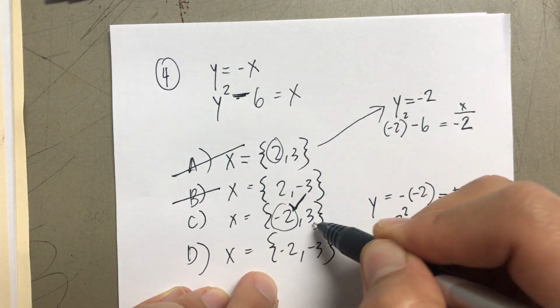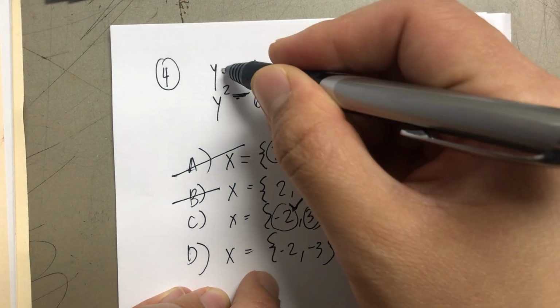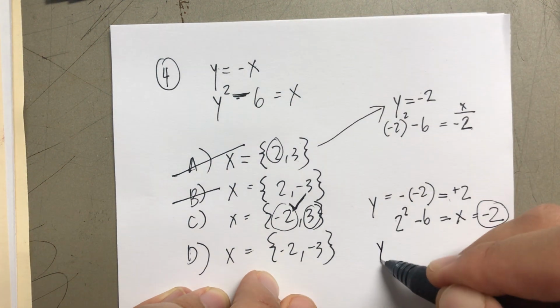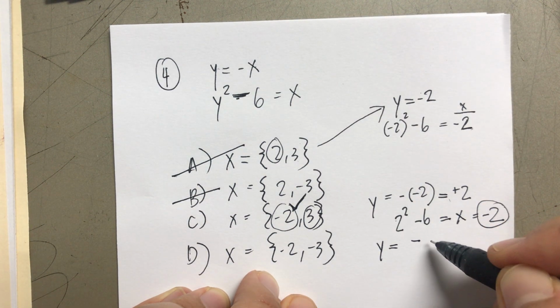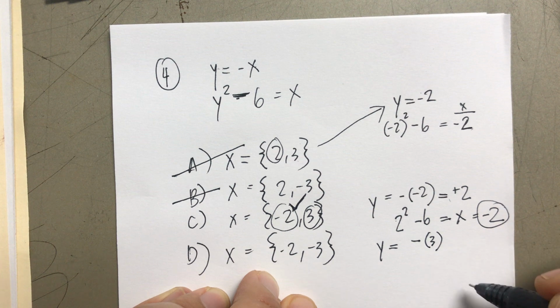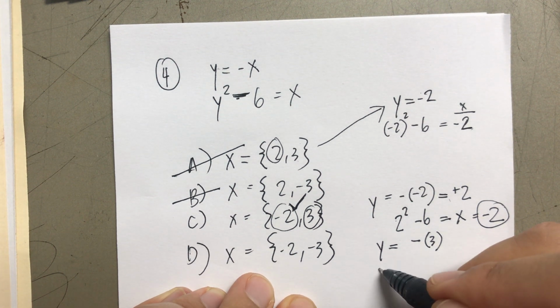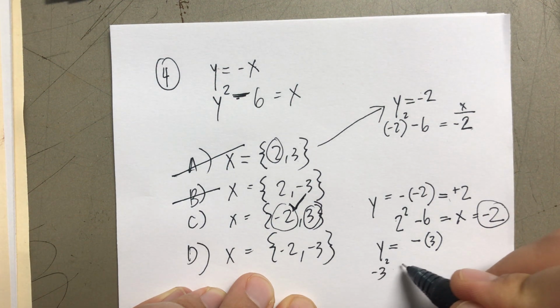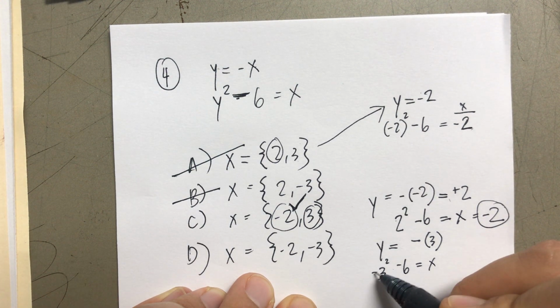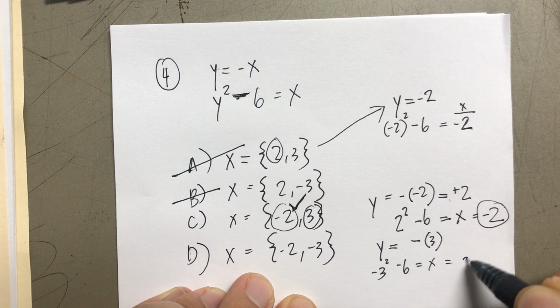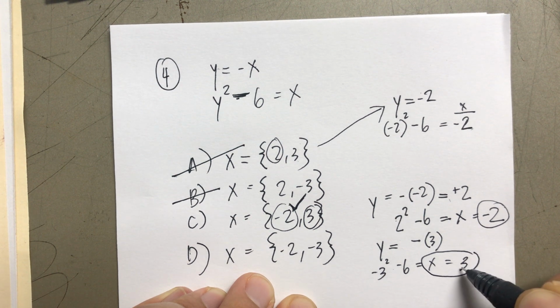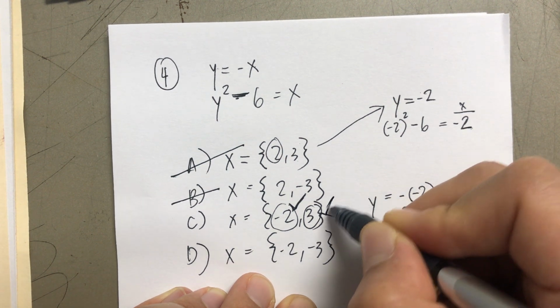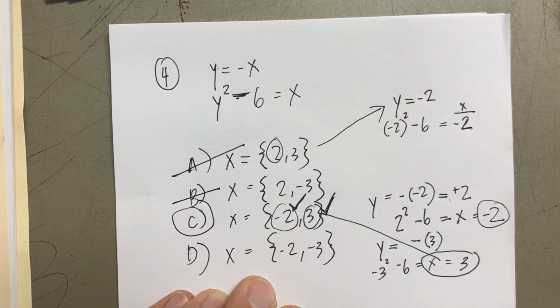But I got to check out this value right here, okay? So let's now plug that in for our x. Y equals negative and then 3. So y equals -3. I'm going to take that -3 and I'm going to square it right here because that equals my y. Minus 6 equals x. So that's 9. -3 squared is +9, minus 6 equals 3. My x equals 3. Does that equal that? Yes, it does. C is the correct answer.